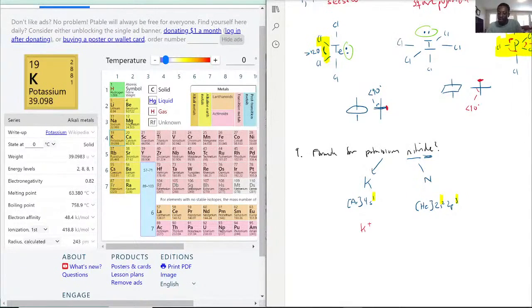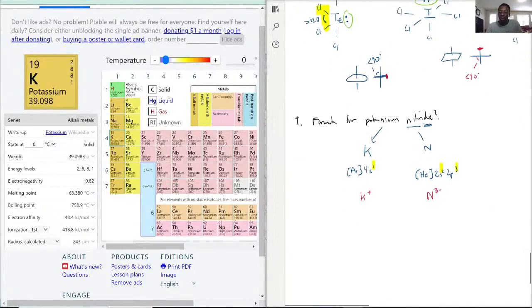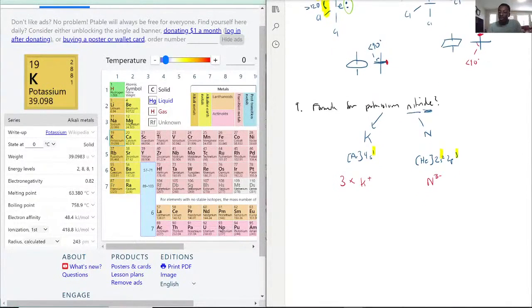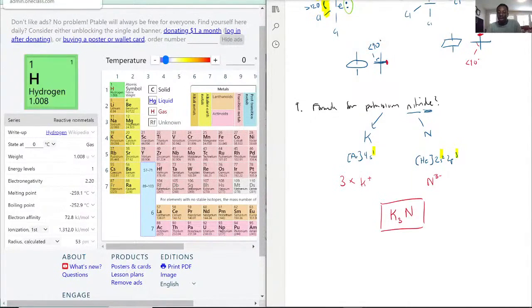As we discussed, nitrogen wants to add 3, and if you remember, adding electrons means that you actually have a negative sign, so 3 minus. For this to be a neutral compound, we need to have the same amount of positive and negative charges. So we need 3 of these K's to make up for the 3 negative on the nitrogen. So we have K3N. This is the formula for potassium nitride, okay?